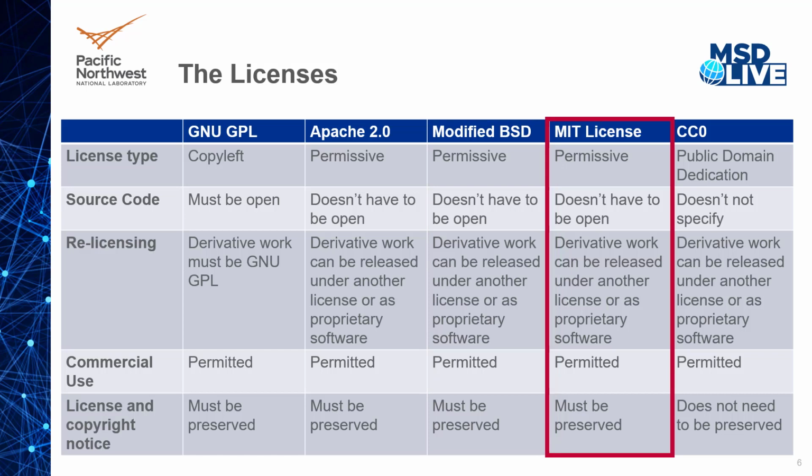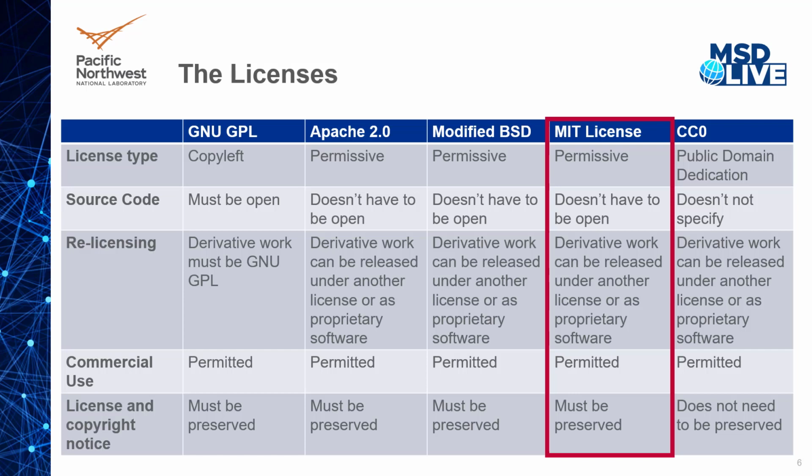Finally, we have the MIT license. The MIT license is a very permissive software license, requiring only the preservation of the copyright and license notices on derivatives. Licensed works, modifications, and larger works may be distributed under different terms and without source code. This license also requires the preservation of copyright and license notices.